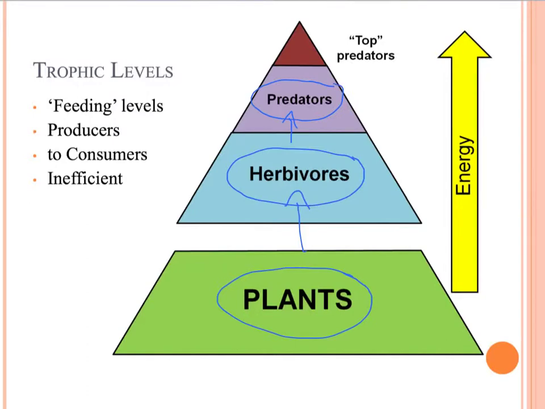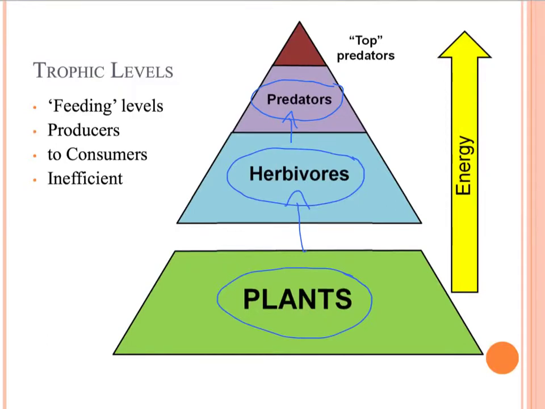Ultimately, you may go through more than one level of predator before we get to what we call the apex or top predators. We can also see that, being a pyramid, we have larger quantities of plants feeding a relatively smaller number of herbivores, which feed a relatively smaller number of predators. But we will come back to this later on.